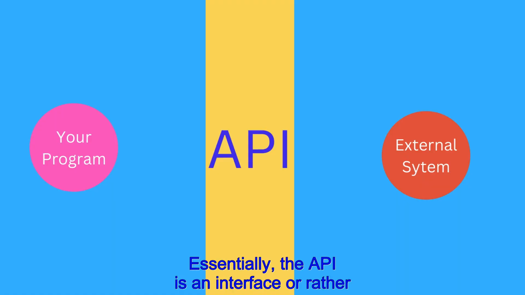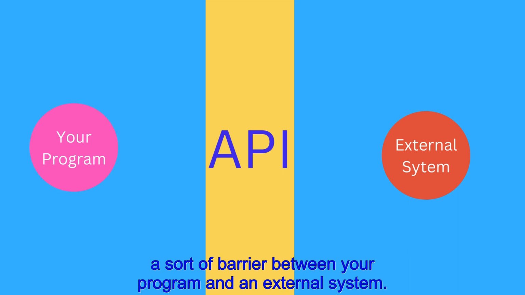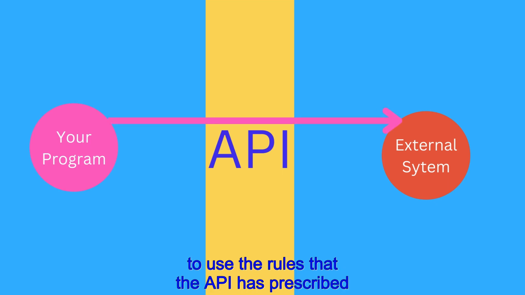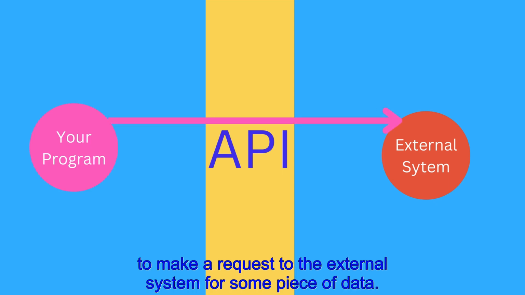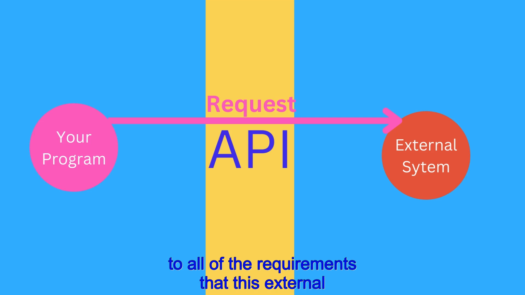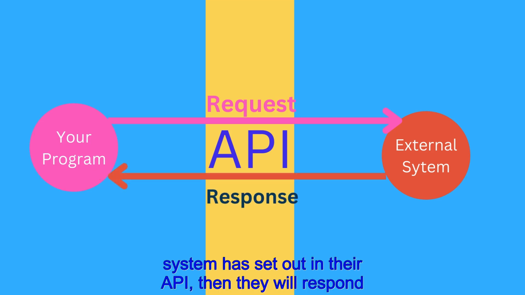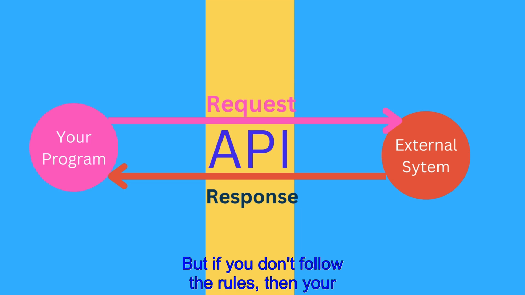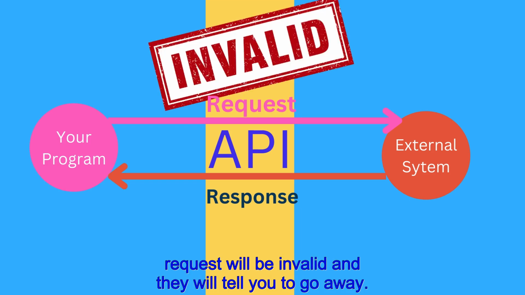Essentially, the API is an interface, or rather a sort of barrier between your program and an external system. What you're trying to do is use the rules that the API has prescribed to make a request to the external system for some piece of data. And if you have structured your request according to all of the requirements that this external system has set out in their API, then they will respond to you appropriately and give you the data that you want. But if you don't follow the rules, then your request will be invalid and they will tell you to go away.